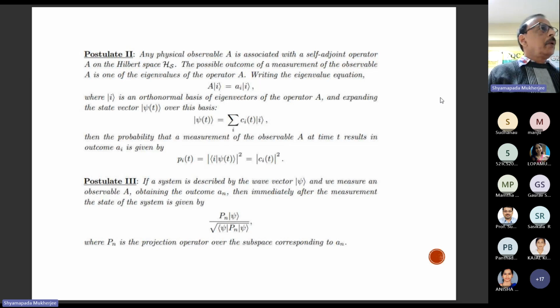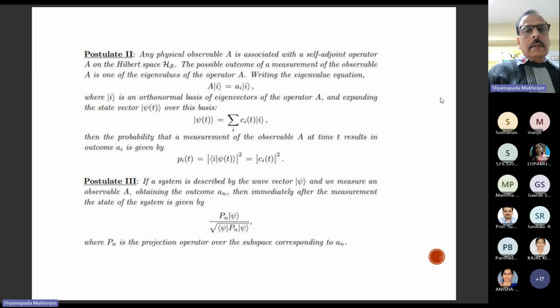What is the eigenvalue equation? A is an operator. Operator A acts on a vector, and this is equal to some eigenvalue, which is a scalar number, times the eigenvector. So this is called the eigenvector. A is an operator, and a_i are the eigenvalues.